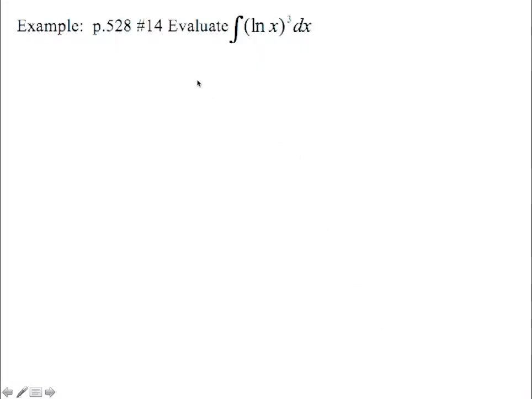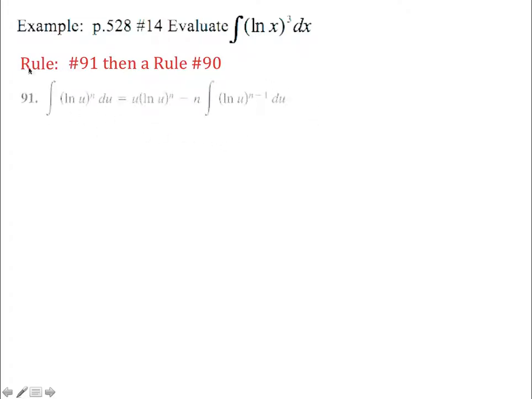For example 14, we're going to look into the tables, and we're going to see that it's rule 91 and then rule 90. We could actually do this one by integration by parts if we wanted to, but once we get to a power bigger than 3, it usually becomes too time consuming. If we look at rule 91, it looks like this: natural log of u, which in this case is x, to some numeric power n. So we identify that n is 3 and u is x.